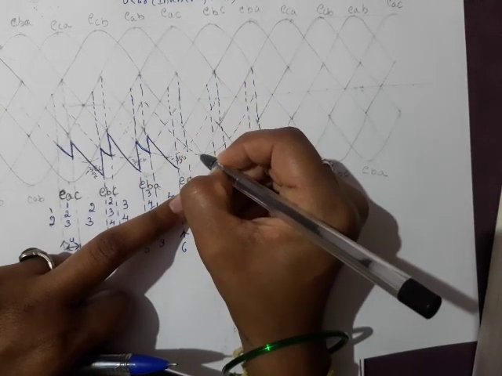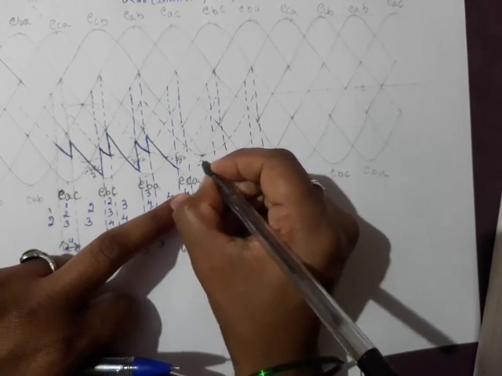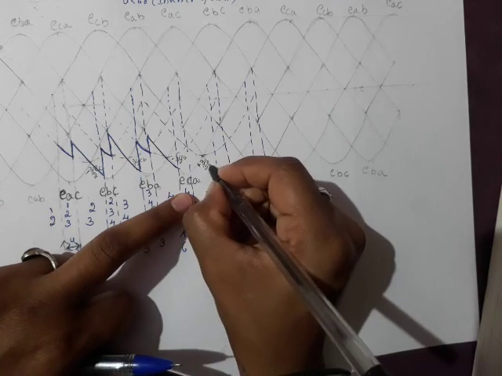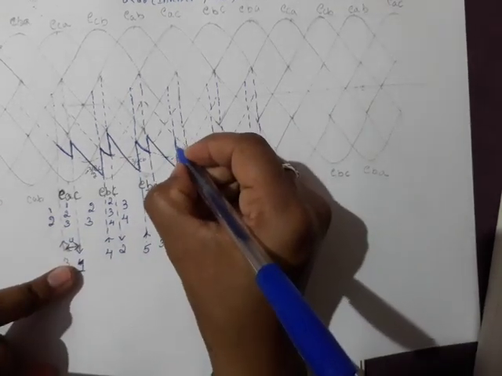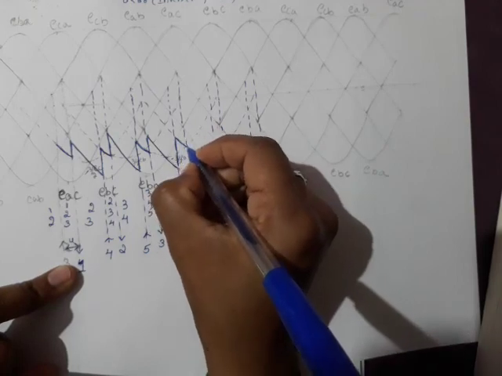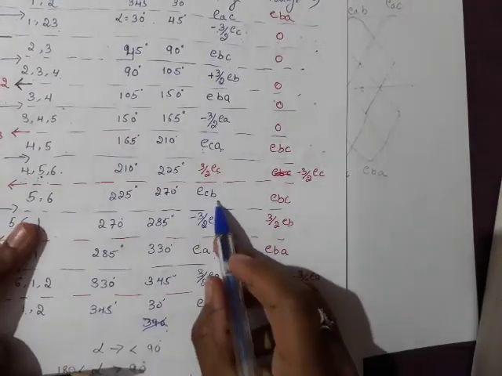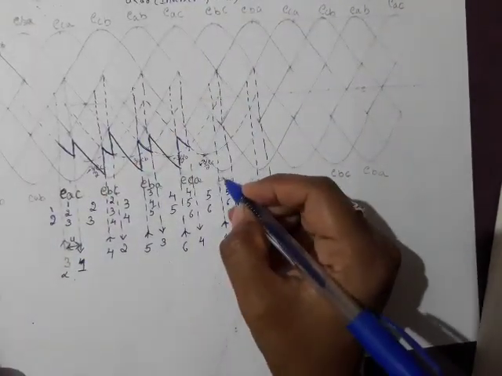So for one, I'll use red color so you can understand better. So this is minus, plus, right? Because EC is positive. 3 by 2 times of EC. So between these 2 points, it will follow like this. Okay. Then 5, 6 conduction. 5, 6 conduction, it is ECB. Where is ECB? ECB is here.